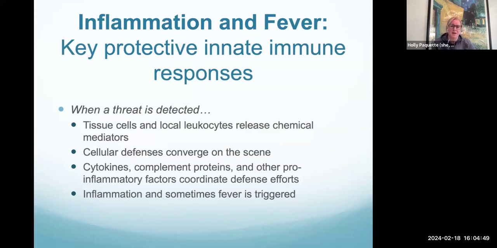As we think about it, inflammation and fever have a key protective ability in the human body. When a threat is detected, what we typically see is that the tissue cells and local white blood cells release these chemical mediators, or cytokines. That attracts the cellular defense to converge on the scene. Remember, the cellular defenses are those phagocytic cells. When that happens, cytokines, complement proteins, and all these pro-inflammatory factors coordinate to help out, and so inflammation gets triggered and sometimes fever.